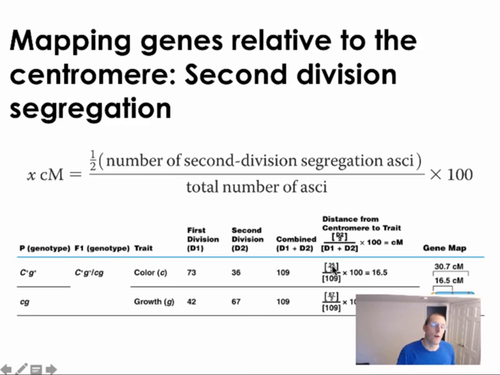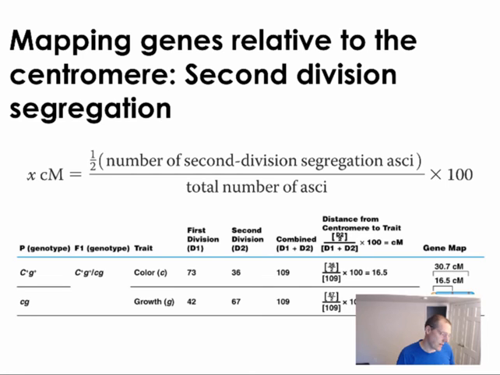You take your second division segregation patterns divided by 2, so that will give you 18. 18 divided by 109, and you convert that to a percentage, and that gives you 16.5. That's the recombination frequency. You just convert, it would be 0.165, and that would be 16.5 centimorgans. So what that tells you is that the distance between this gene and the centromere is 16.5 centimorgans. And if you do the same for the other allele, you can calculate that would be, in this case, 30.7 centimorgans.